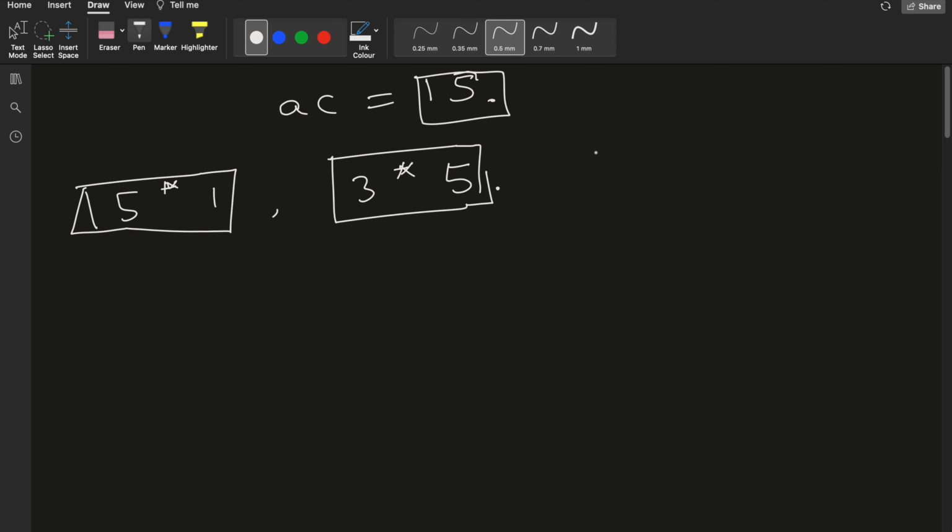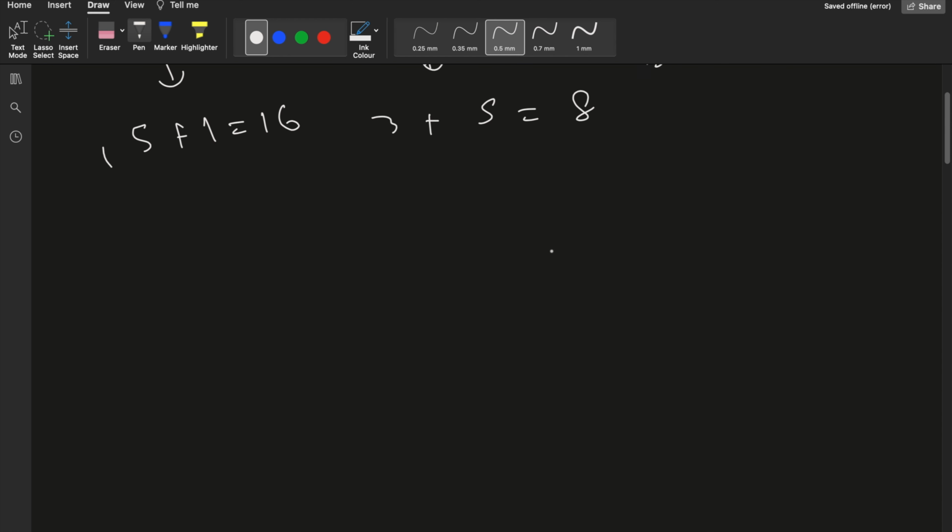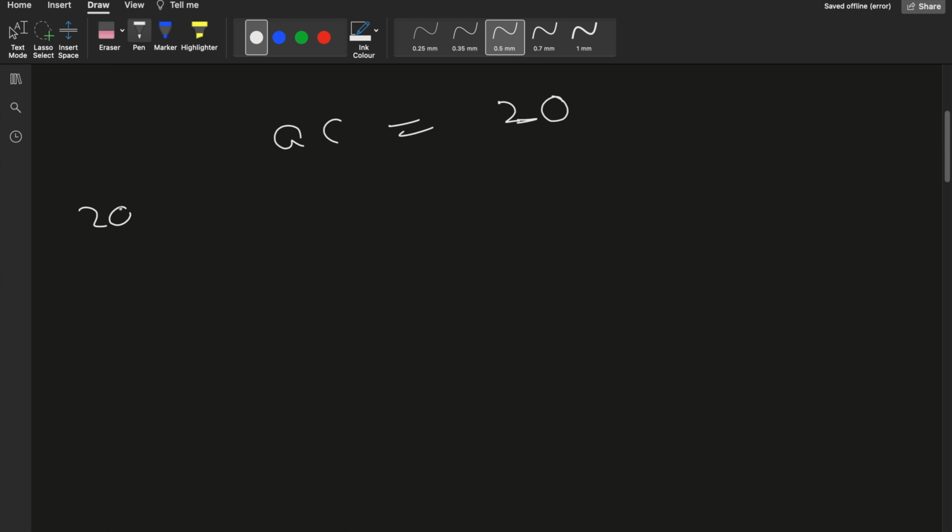And imagine if the middle term b was equal to 16, let's say. Then we'd have to use this because 15 plus 1 equals 16. But if b was 8, then we'd have to use this because 3 plus 5 equals 8. I hope this is clear. Let's just do maybe two more examples. Let's say AC is 20. 20 has a lot of factors, so we'll just go through every single possibility. We could write 20 into 1.